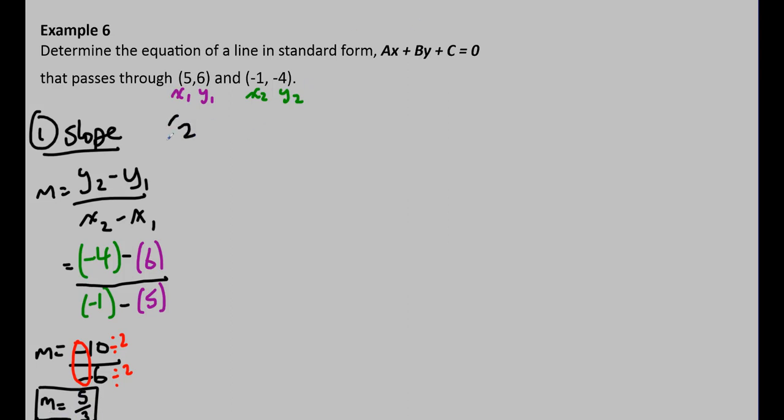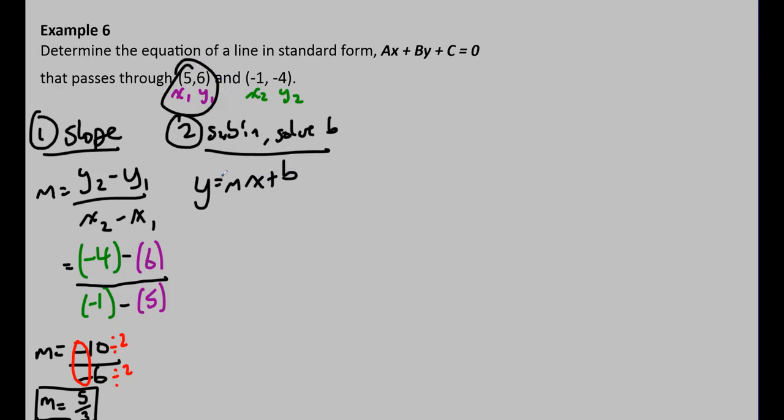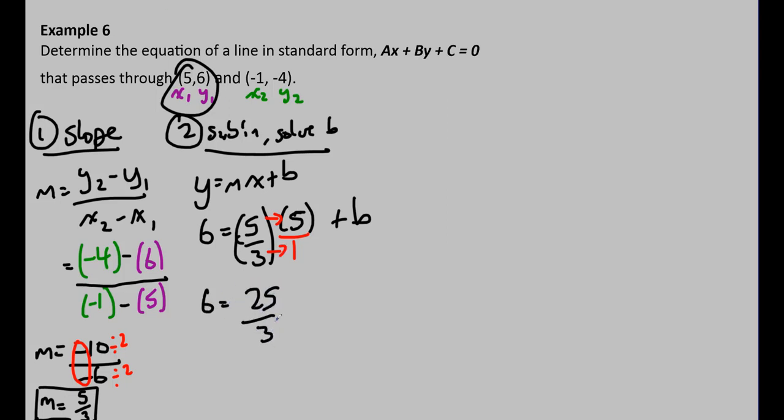And then second step is the same. It is sub in to y equals mx plus b to solve for b. So y equals mx plus b. I'm going to use, which one's easier? I'll just use the positive ones. That's fine. So 6 is equal to my slope of 5 over 3. My x value was 5 plus b. And then I do the math, and all whole numbers have a denominator of 1. I do this straight across for multiplication. So it's 25 over 3.